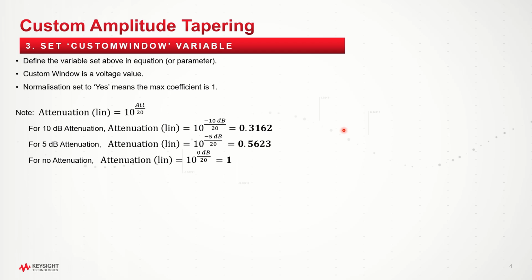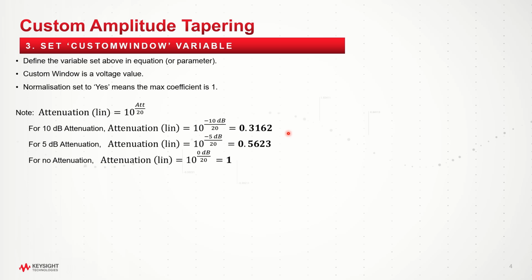Before we continue in the process of applying custom tapering to our phased array, it's quite important to note that the custom window variable that we've just created is a voltage value. And that means we can calculate the attenuator based on this equation right there.